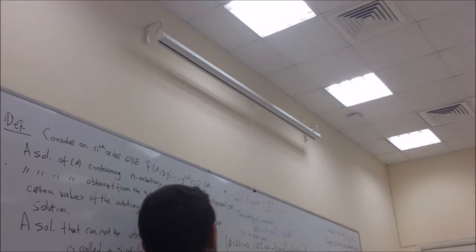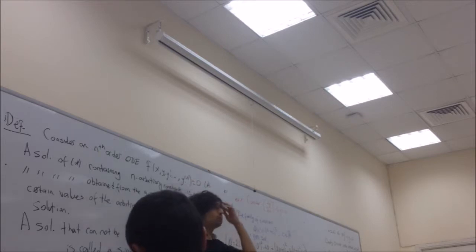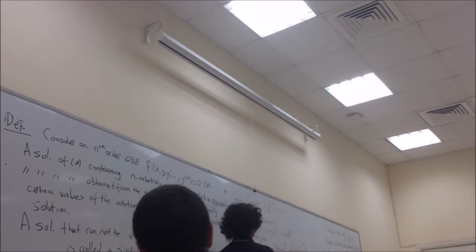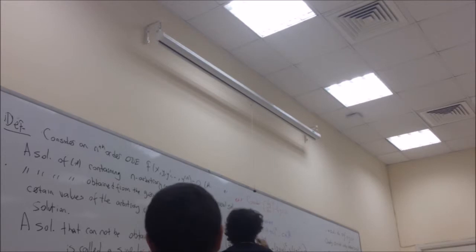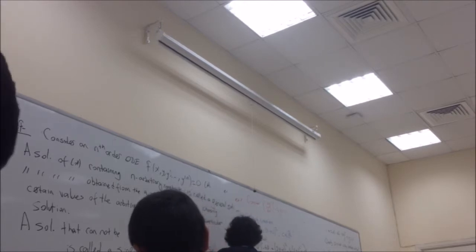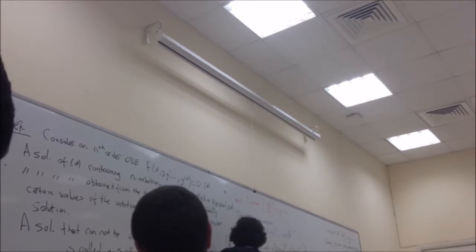Now, arbitrary constants are numbers that you can choose, any real number. By choosing certain values of this number c, you'll get particular solutions. For example, if you choose c to be 0, you get phi equals x squared. If you choose c to be 1, you get phi equals x plus 1 squared. If you choose c to be -1, you'll get x minus 1 squared, and so on.